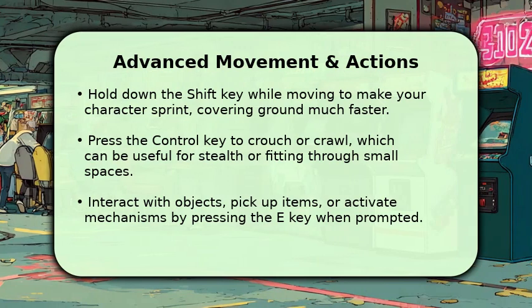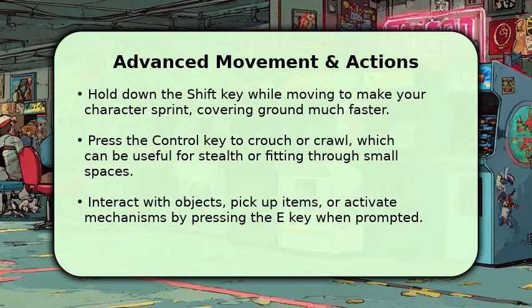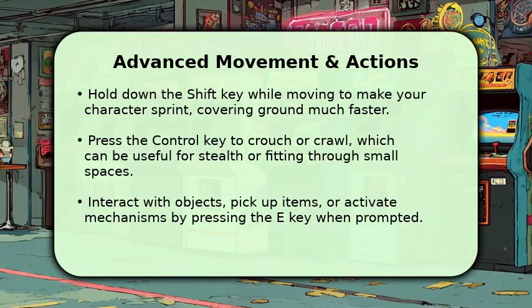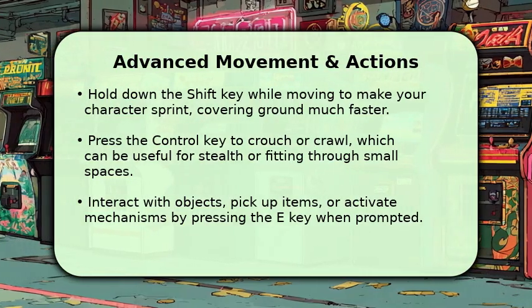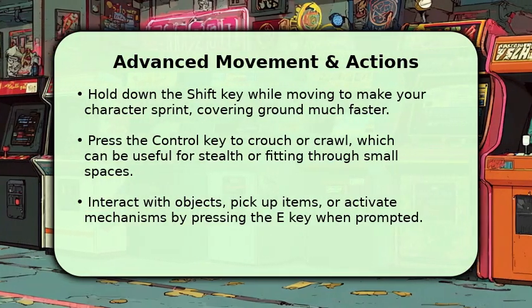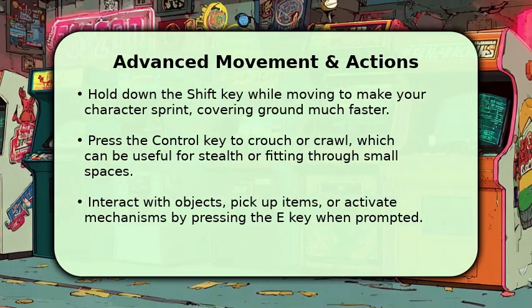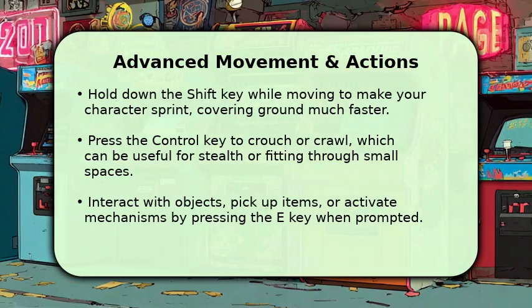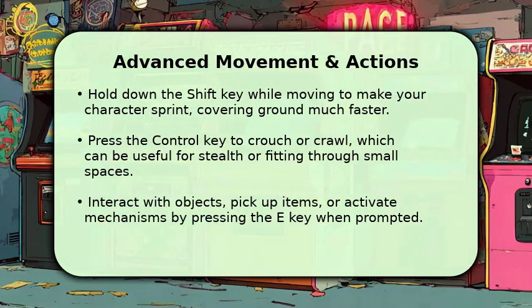Beyond basic movement, Roblox offers more dynamic actions. To sprint and move quickly across the map, simply hold down the Shift key while using your movement keys. For more tactical play, pressing the Control key will make your character crouch or even crawl, perfect for hiding or navigating tight spots. When you encounter interactive elements in the game, like doors or items, look for a prompt and press the E key to interact with them. These actions add depth to your gameplay.